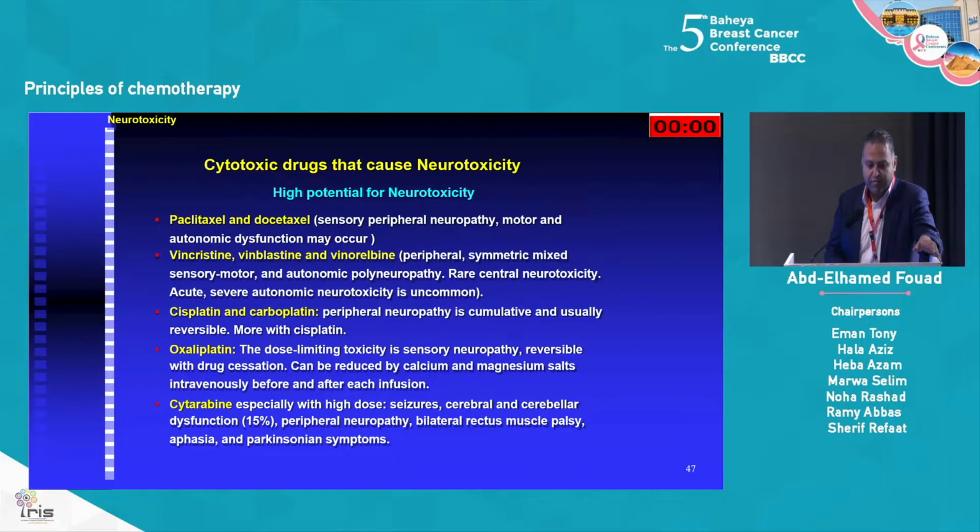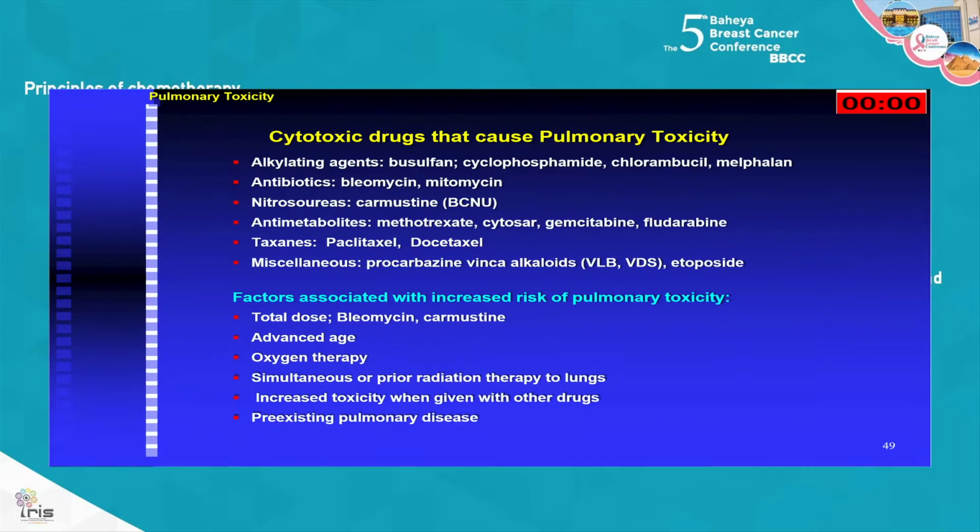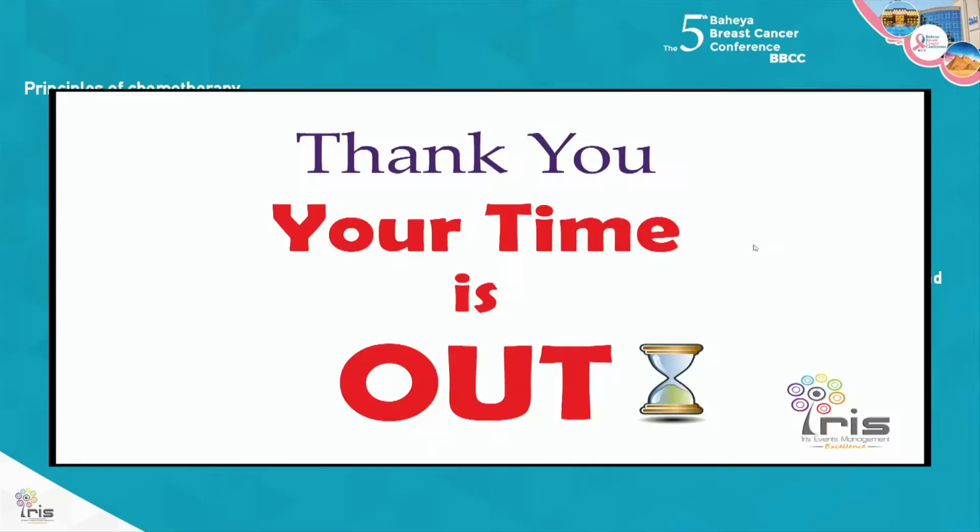Neurotoxicity, these are examples of drugs with neurotoxicity. They affect the nervous system from the central to the peripheral nerves. Pulmonary toxicity, risk increases with advanced age, oxygen therapy, and simultaneous or prior radiotherapy to the chest.